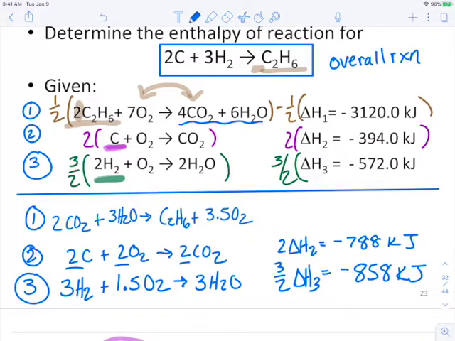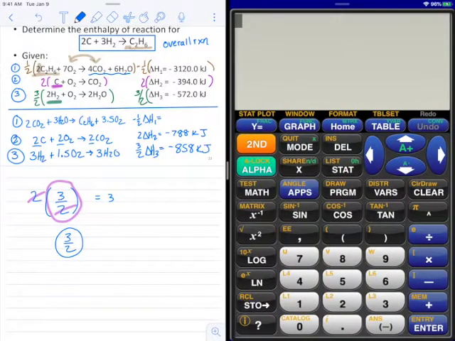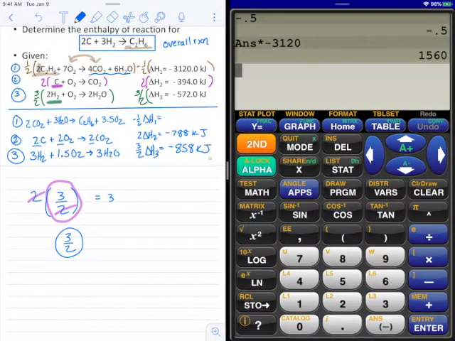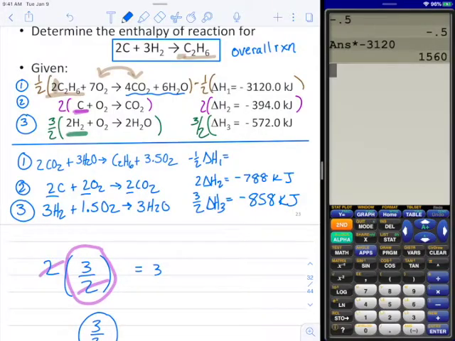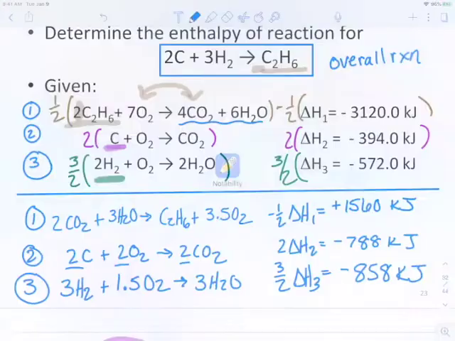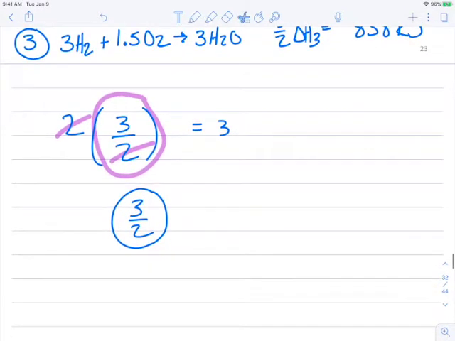All right, so next up we're going to take a negative 1/2 times our delta H1. So let's go ahead and do that together. So I'm going to do negative 0.5, and I'll be multiplying that by our negative, and it looks like 3120, and it looks like we're going to get a positive 1560 here. All right, questions on anything that I've done so far? All right, let me get this math out of our way.